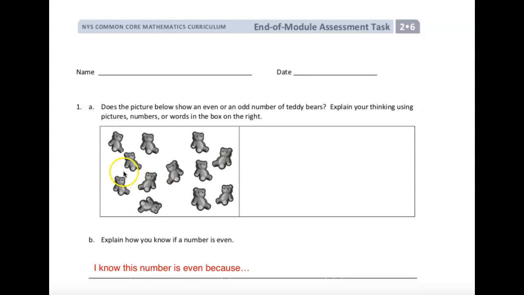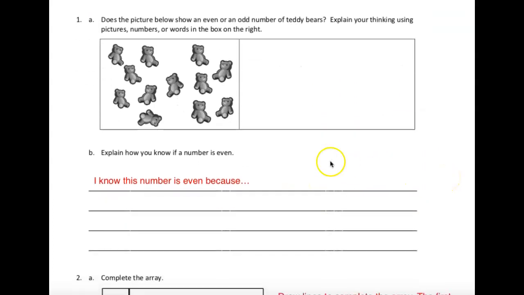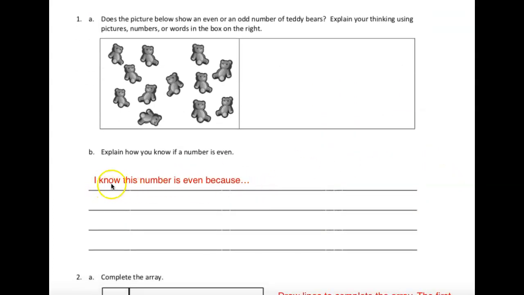Okay, number 1, it says, does the picture below show an even or odd number of teddy bears? Explain your thinking using pictures, numbers, or words in the box on the right. So you can explain how you know in this box if it's even or odd. Okay, so like you can be circling groups, you can draw an array to show each one has a pair, you can write something out, and then you can explain your thinking in words here. I know this number is even because blank.